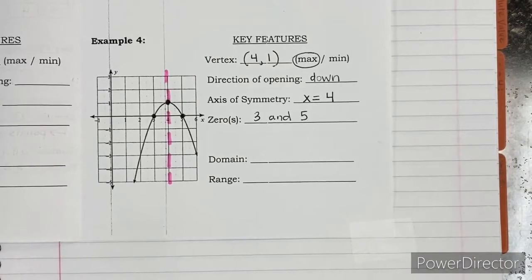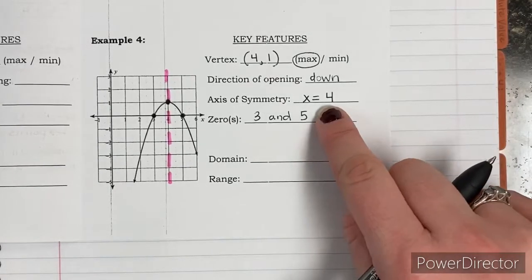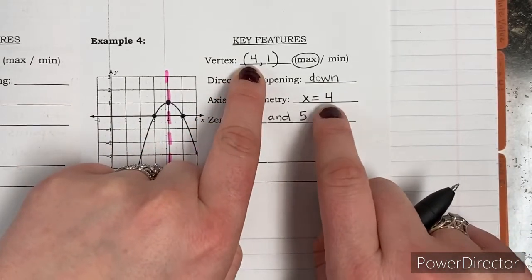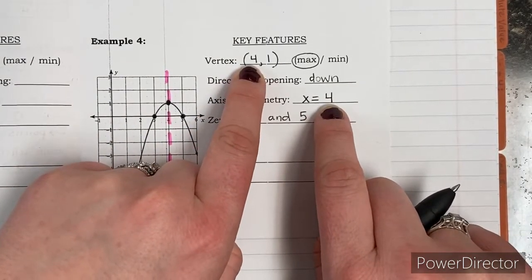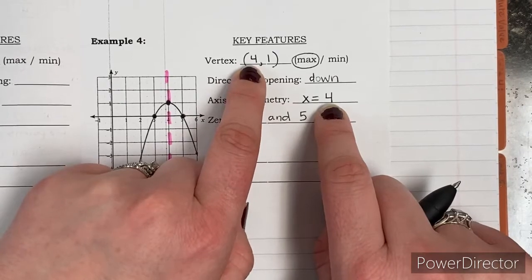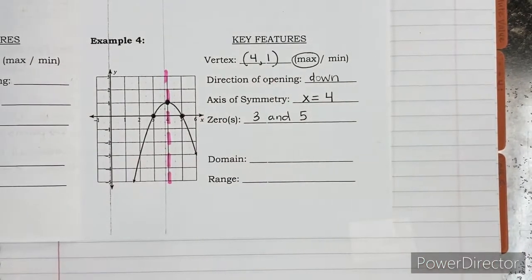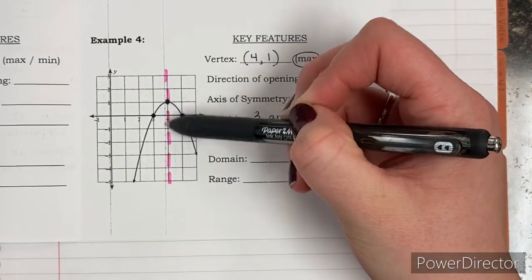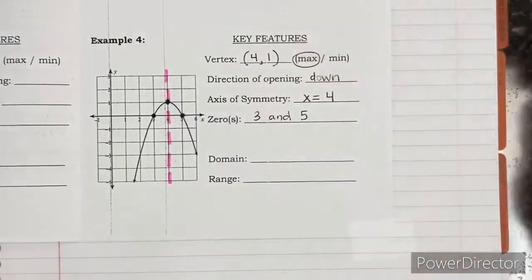And there is a pattern, there is a relationship between the axis of symmetry and your vertex. These numbers are always going to be the same. So your axis of symmetry is always going to be the x value, or the first number, of your vertex. Every time. Because think about it, your vertex is sitting on the axis of symmetry, on the x value.